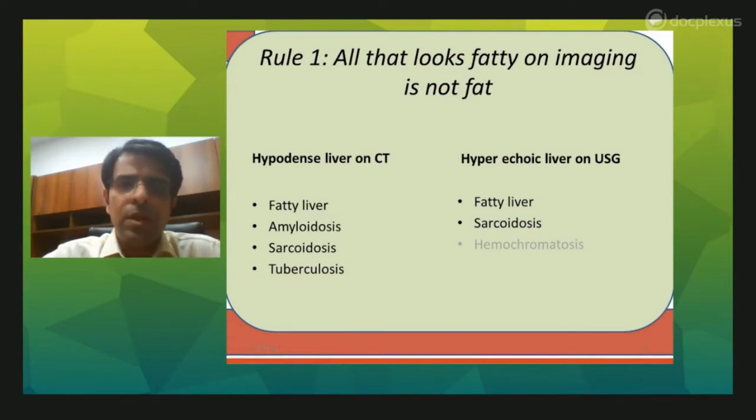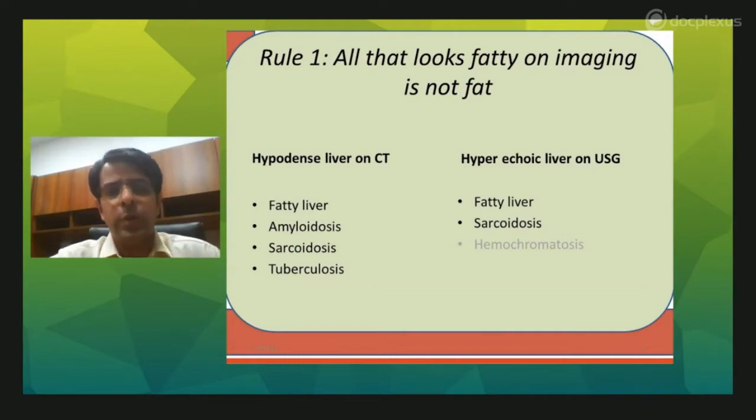So rule number one is that all that looks fatty on imaging is not fat. The fatty liver looks hypodense on a CT scan or hyperechoic on a sonography. Apart from fatty liver, there are other differential diagnoses to it like amyloidosis, tuberculosis, sarcoidosis. These are not very common, obviously, but one needs to keep in mind that imaging hyperechoic liver is not always fatty liver.